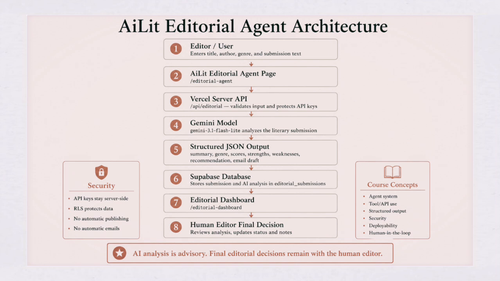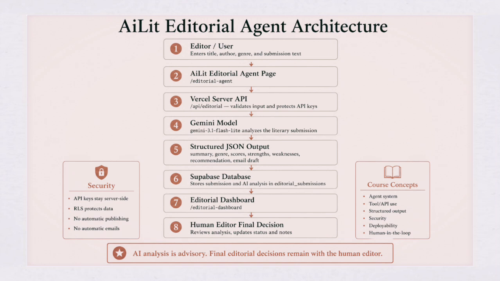The server then sends the submission to the Gemini model, configured as Gemini-3.1-Flash-Lite. Gemini analyzes the literary text and returns structured JSON. This structured output includes summary, genre, scores, strengths, weaknesses, recommendation, editor notes, and a polite response email draft. The result is then saved in Supabase in the editorial_submissions table.